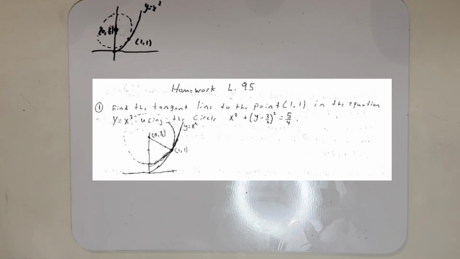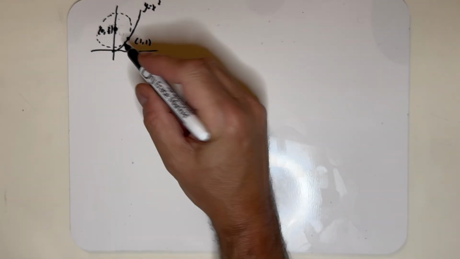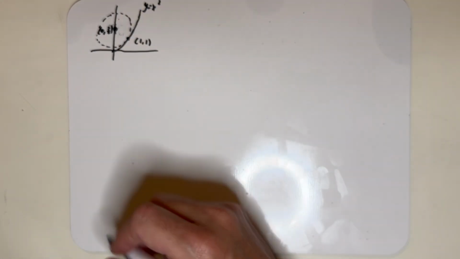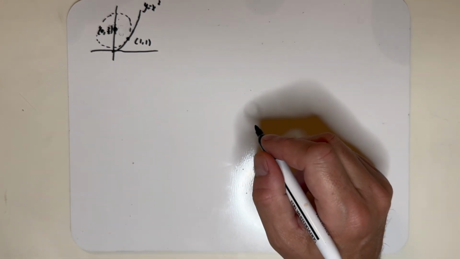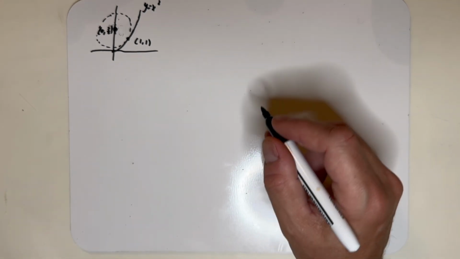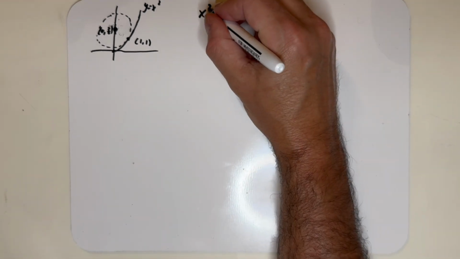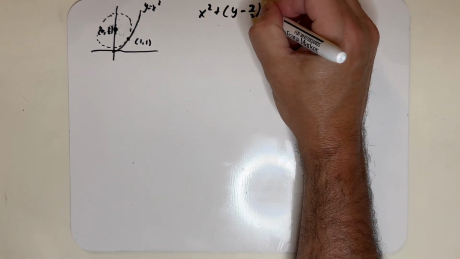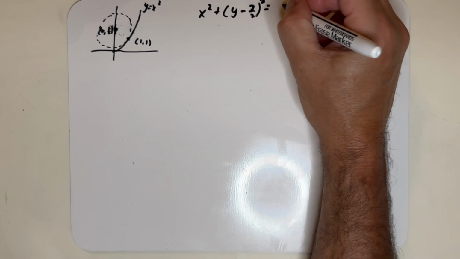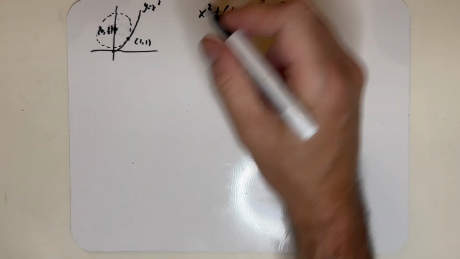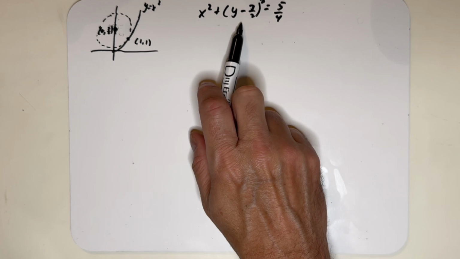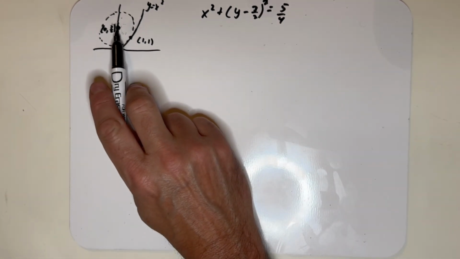Okay, so problem number 1. Find the tangent line to the point (1, 1), which is this point right here, on the equation y equals x squared, using the circle x squared plus (y minus 3/2) quantity squared equals 5/4. So here's our circle. That tells us that our circle is centered at x equals 0, y equals 3/2. That's this point right here.